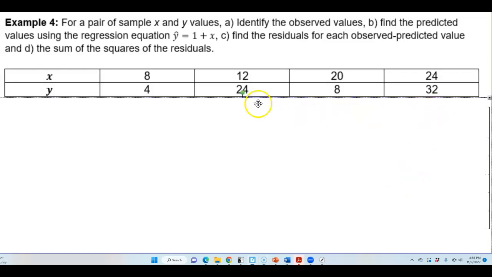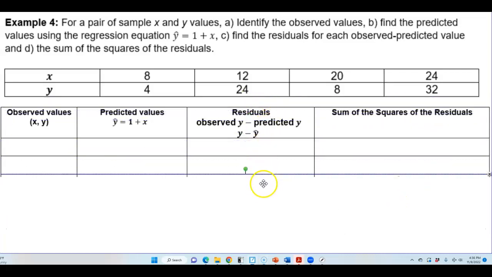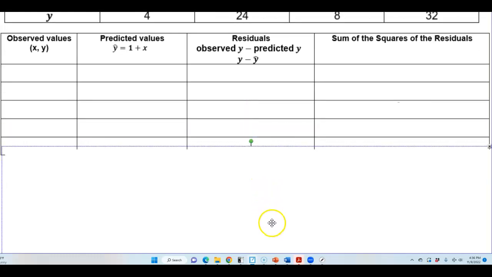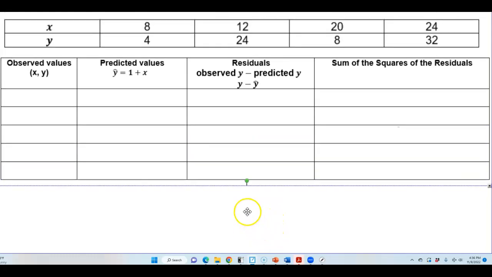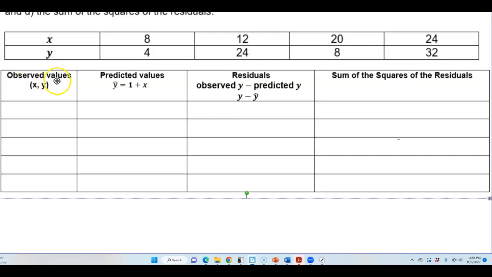So the first thing we want to do is create a table. In this table, we're going to create one column that represents the observed values. Then we have a second column called the predicted values using this equation. Then we have the residuals. The residual is taking the observed y value and then subtracting the predicted y value. And then once we find the residuals, we're going to find the sum of the squares of the residuals.